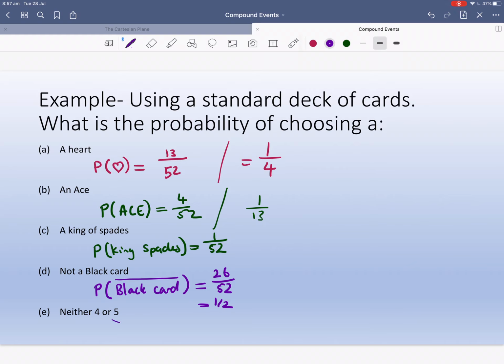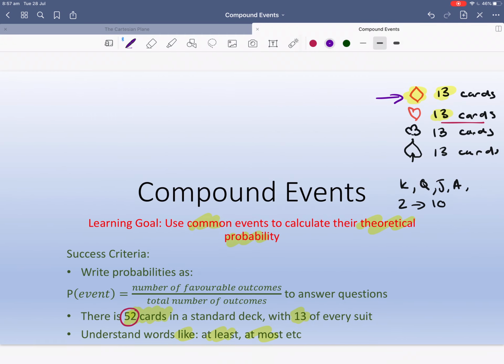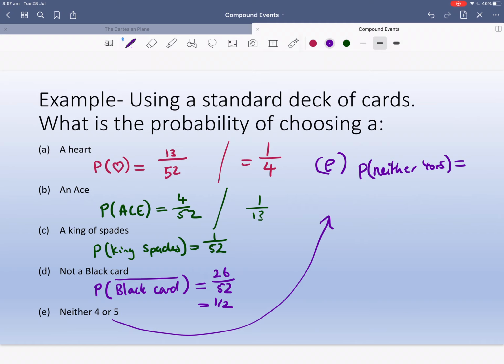All right, I'm going to do E over here. So let's go E. Neither a 4 or a 5. Now let's think about this. That's a lot of cards. So all the cards that we want is everything but a 4 or 5. Now a 4 or 5 occurs twice in every suit. So there's 4 suits, so it happens twice here, twice here, twice here, twice here. So it happens 8 times, all right?